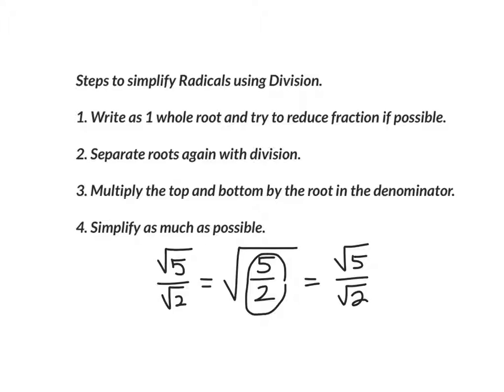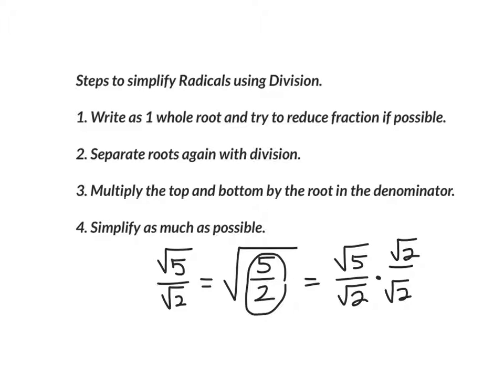Now, the third step says to multiply the top and the bottom by the root in the denominator. This is called rationalizing the denominator. I cannot have a square root in the bottom of a fraction, kind of like I can't have 0 in the bottom of a fraction. So in order to get the root out of the bottom, I'm going to multiply top and bottom both by the denominator. Square root of 2 over square root of 2 is 1. So multiplying by the number 1 doesn't change the value of this expression. What it does do is change what it looks like.